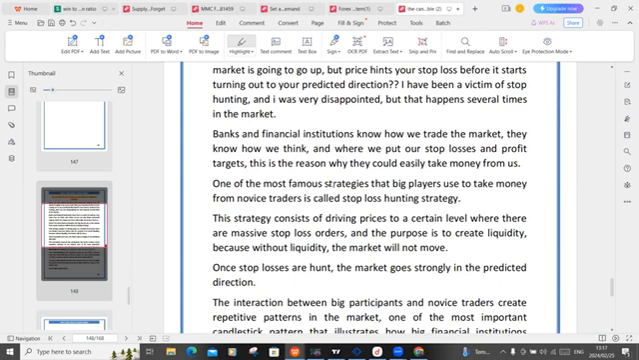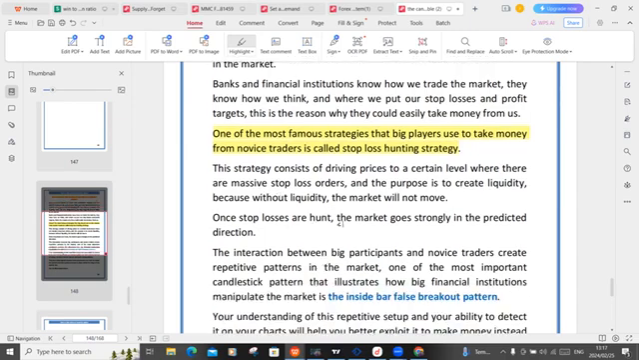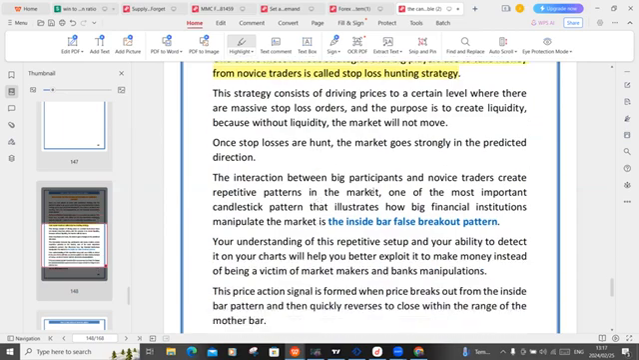One of the most famous strategies that big players use to make money from novice traders is called the stop loss hunting strategy. This strategy consists of driving prices to a certain level where there are massive stop loss orders, and the purpose is to create liquidity, because without liquidity the market will not move. Once stop losses are hunted, the market goes strongly in the predicted direction. The interaction between big participants and novice traders creates repetitive patterns in the markets.